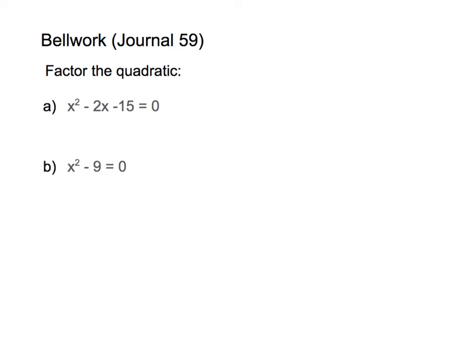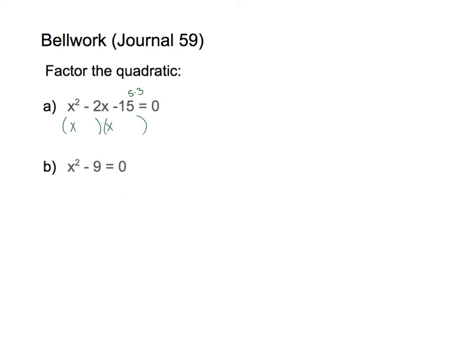So let's think of numbers that multiply to give us 15, the third number or the constant here. So numbers that multiply to give you 15 are 5 and 3. That's what I can think of. And when I think about it, 5 and 3 could add to be a 2 if I make one of them a negative.